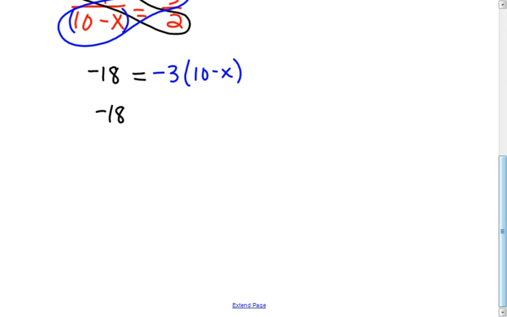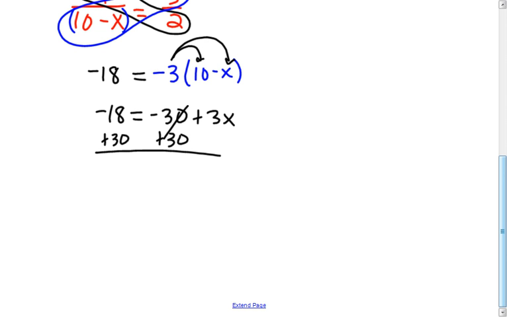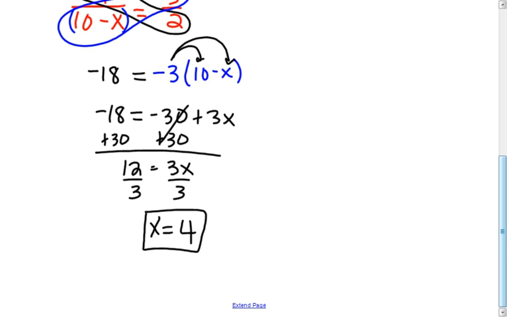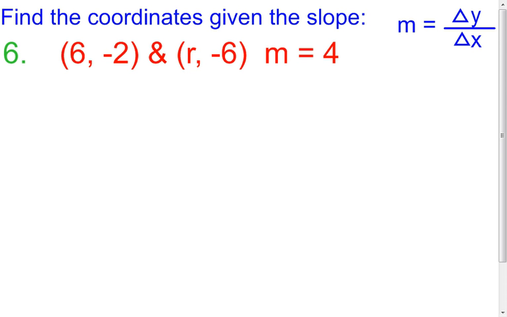So I have negative 18 equals, I will distribute here and get negative 30. Negative 3 times negative x is positive 3x. Add 30 to both sides. Negative 18 plus 30 is 12 equals 3x. Divide by 3, and x is 4. Okay, so my missing coordinate there is 4. We'll do another one like that just to make sure you're A-okay.